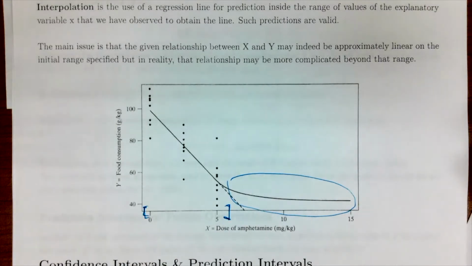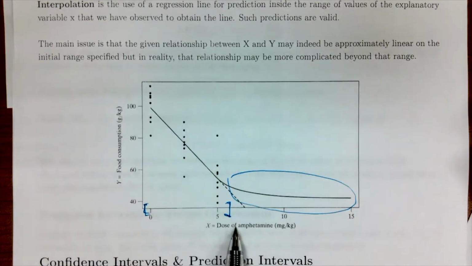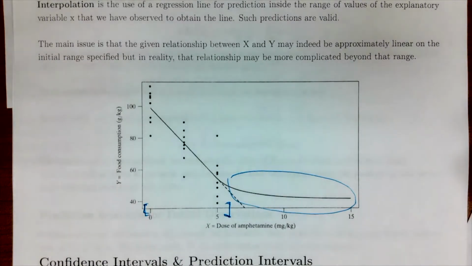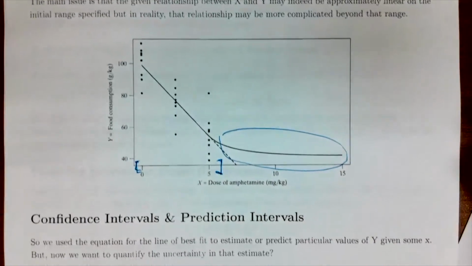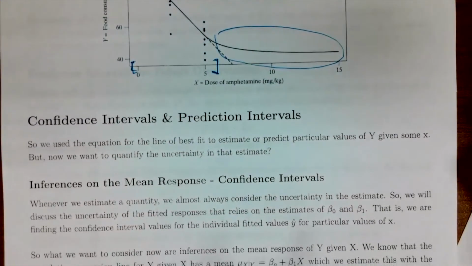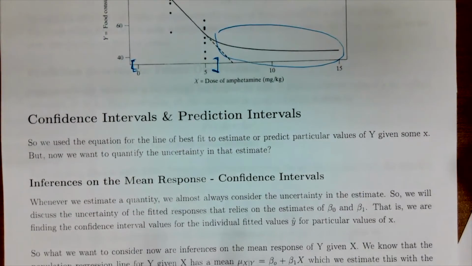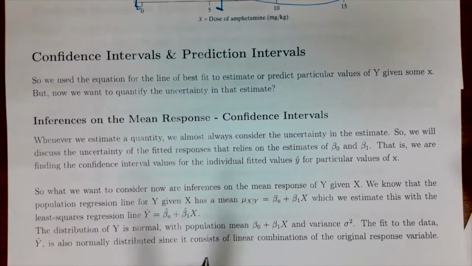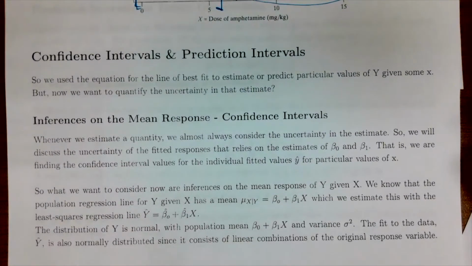This is going to also come into play when you make confidence intervals and prediction intervals, because you wouldn't want to make confidence intervals and prediction intervals also outside of your range. With that in mind, let's talk about those, because that's something we're going to also talk about in multiple linear regression. And the whole idea of confidence intervals and prediction intervals is that we developed a line of best fit.